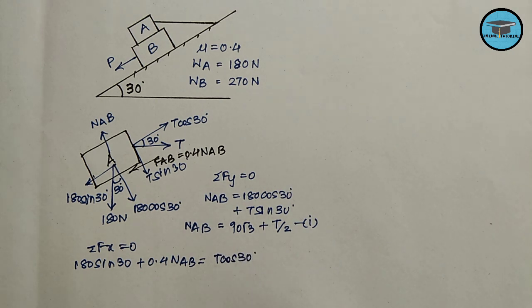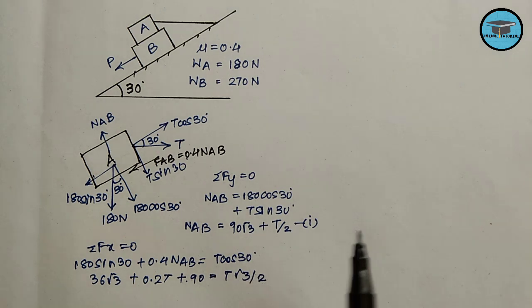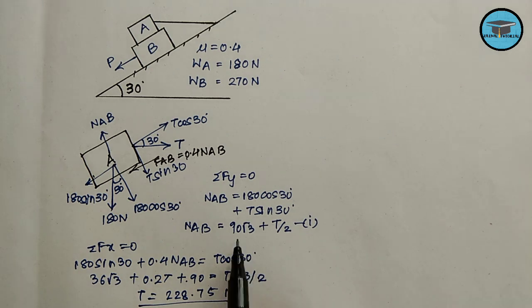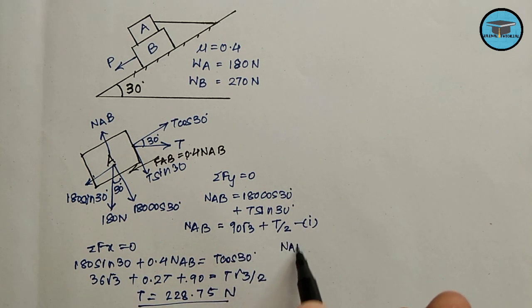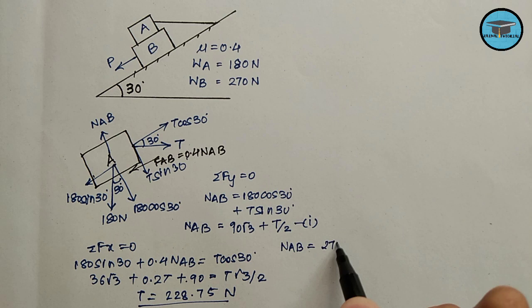We will put the value of NAB from equation 1 into this equation. So we will get 36 root 3 plus 0.2 T plus 90 equals T root 3 by 2. So the value of T comes out to be 228.75 Newton. And putting this value of T in this equation, the value of NAB comes out to be 270.25 Newton.